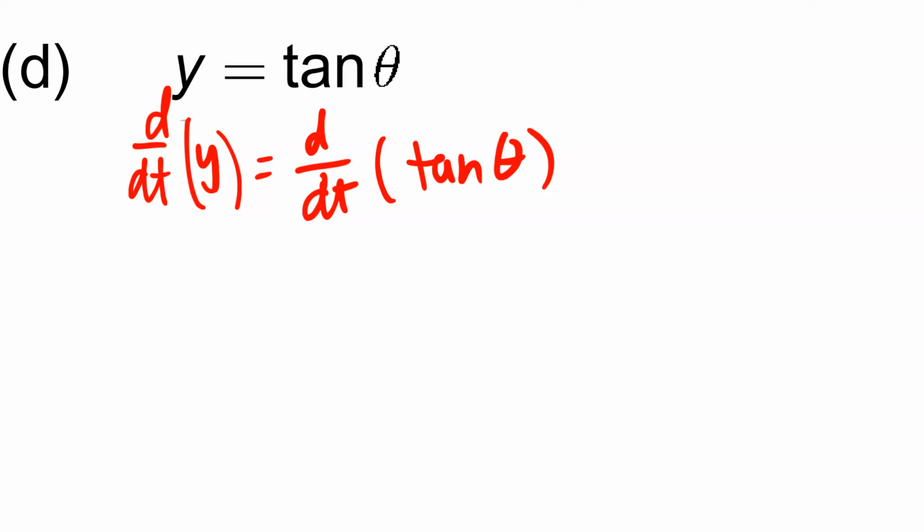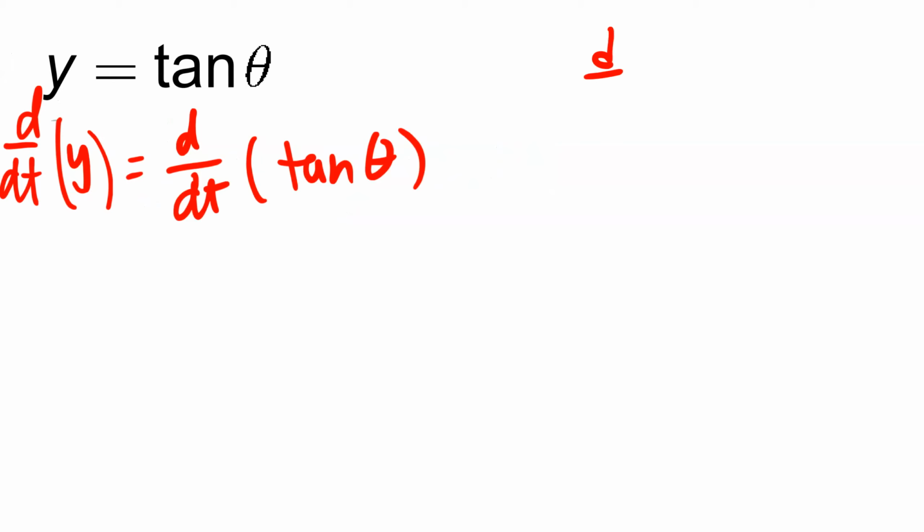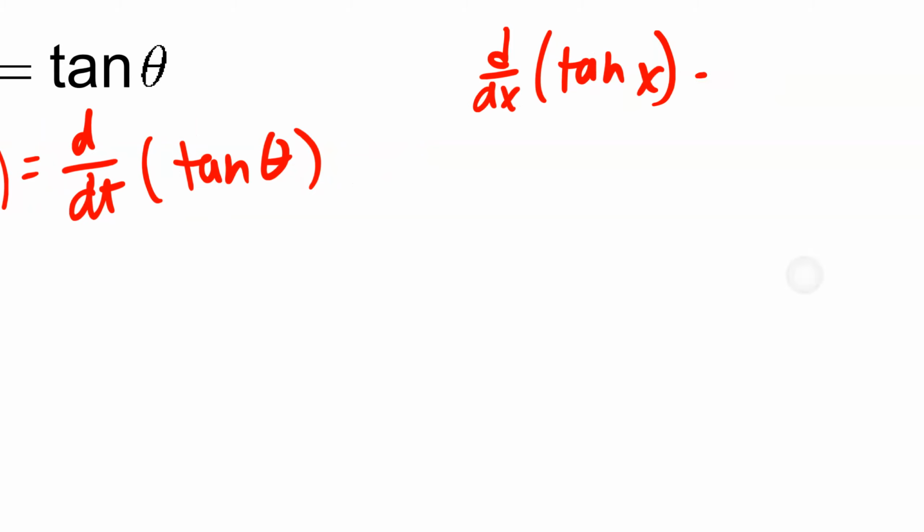Because that's t. Keep in mind, d/dx of tan of x. So literally just a plain derivative, taking the derivative with respect to x, tan x is in terms of x. That's just going to be secant squared x.